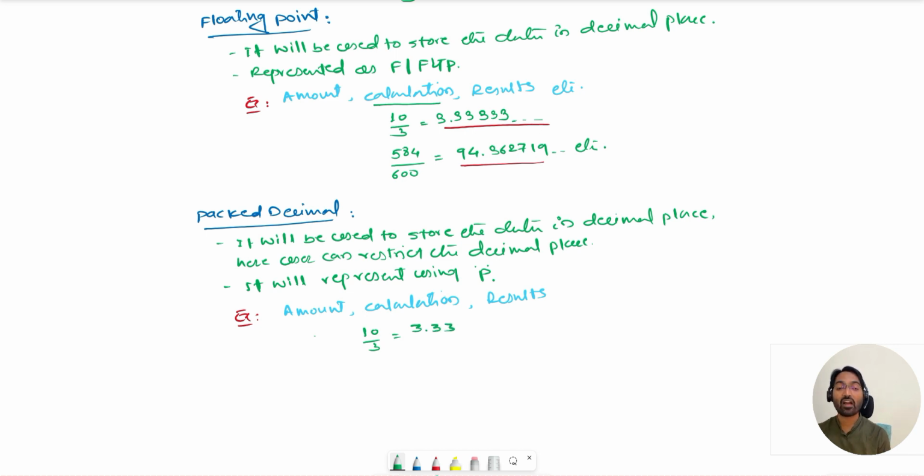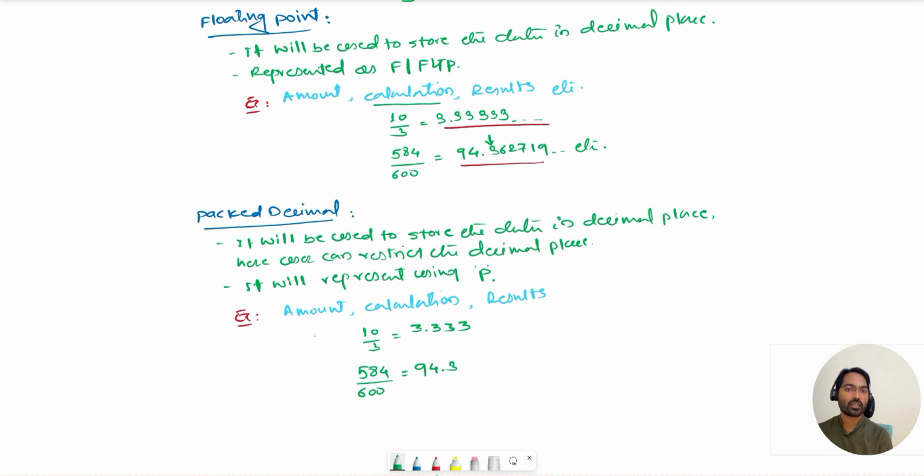Suppose you say that after the decimal, I want only three digits. So it will be the third digit. Same way, if I go with 584 divided by 600, maybe my result is not accurate, but I'm just giving the scenario for you. So it will be something like 94. Now the user is saying that after the decimal, I want only two digits. He wants to restrict. The first digit will be printed as it is.